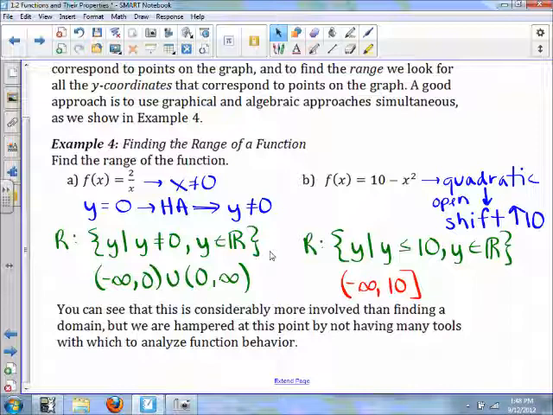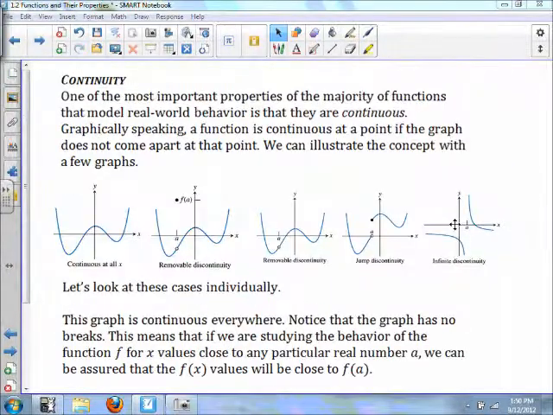Now you can see that this is considerably more involved than finding a domain. We are hampered at this point by not having many tools with which to analyze function behavior. One of the most important properties of the majority of functions that model real-world behavior is that they are continuous. Graphically speaking, a function is continuous at a point if the graph does not come apart at that point. We can illustrate the concept with a few graphs.